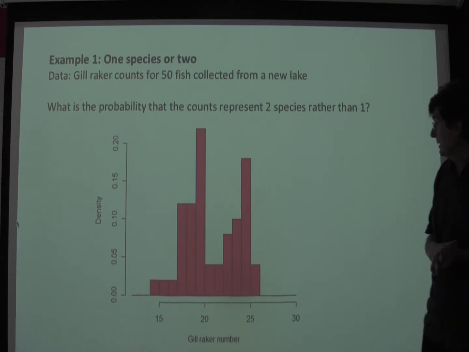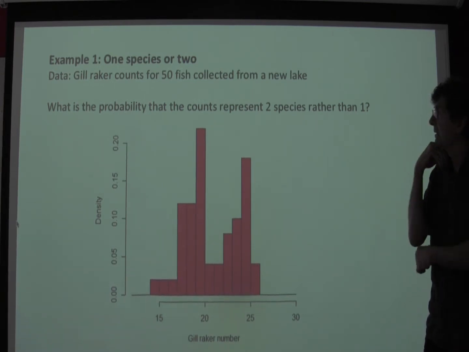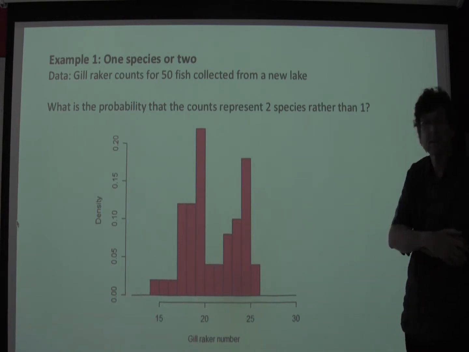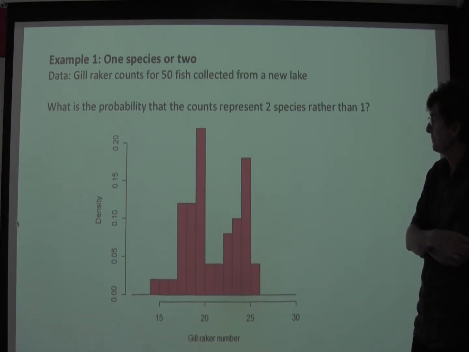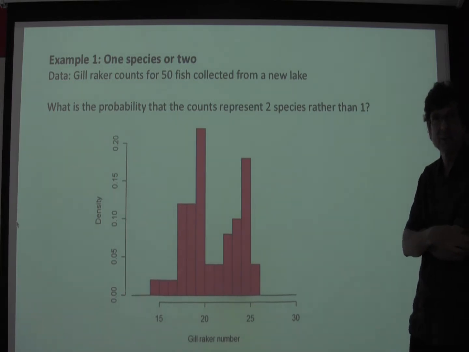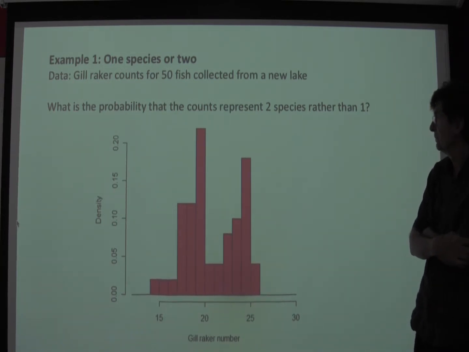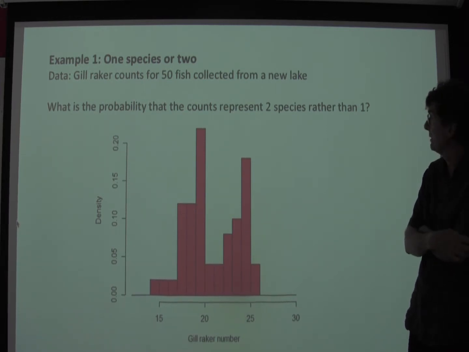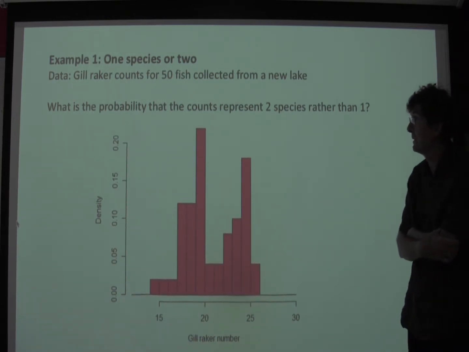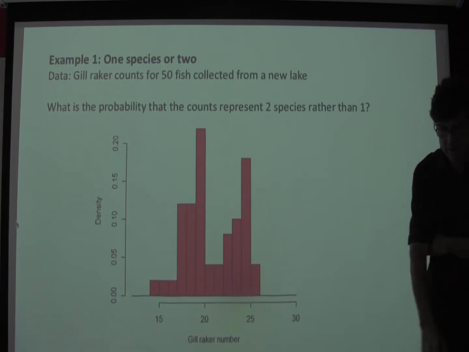Well, one way we might address this is just looking at their morphological traits. And I'm just going to use one here, gill-raker number, which is a trait that differentiates stickleback species in other lakes where 2 species are found. And here's the frequency distribution of gill-raker number. And so then the question is, is this 2 species or is this 1 species? Well, what I want to know is what's the probability that there's 2 species in the lake rather than 1.